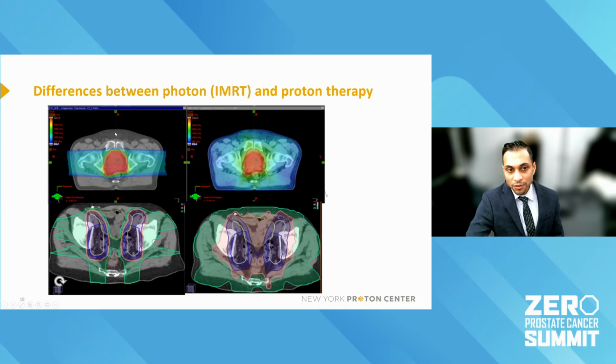As you can see, there's nothing in front of it, no radiation behind it, whereas with IMRT or conventional radiation, you're hitting it from all angles. You have to do this in order to get the amount of radiation that you need to the target, and then you're spilling all this dose everywhere.